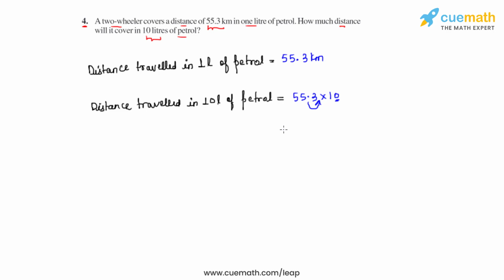So the answer for this question is 553 kilometers. That is, the two-wheeler will cover a distance of 553 kilometers in 10 liters of petrol. And this is how we solve this problem.